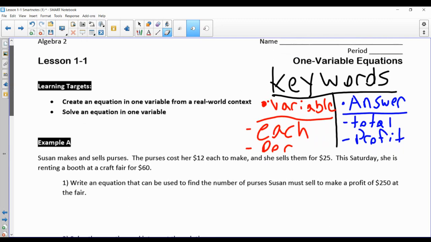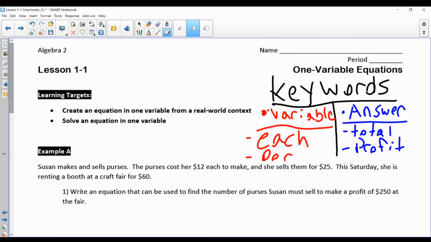Hey everyone, we're just going to be talking about lesson 1-1 today. First lesson of the year for our Algebra 2 class. Just kind of give you some context.